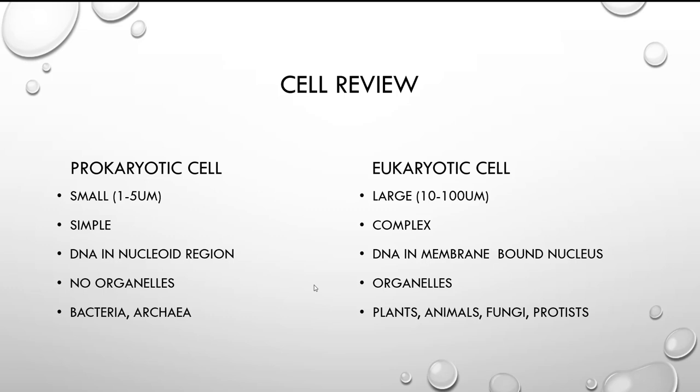And then we already talked about the three domains. The prokaryotic cell containing the domains bacteria and archaea, and then the eukaryotic cell containing the domain eukarya, and then further classifying the domain eukarya into the kingdoms plantae, animalia, and fungi, and then the catch-all group, which contains multiple kingdoms, but we just classify it as the protists. Okay, so that's a good summary of our cell review.